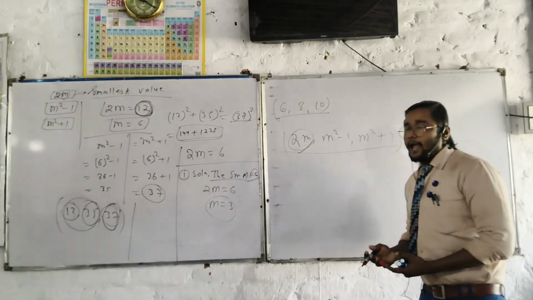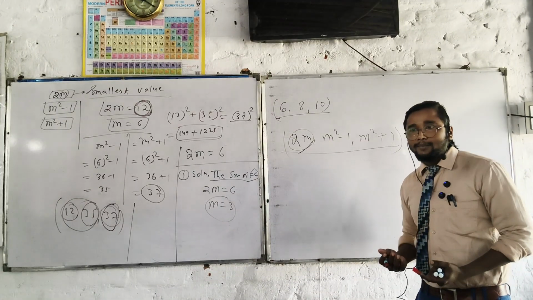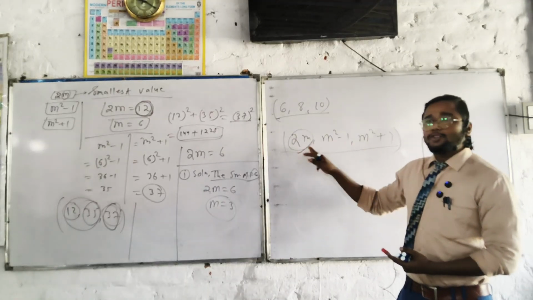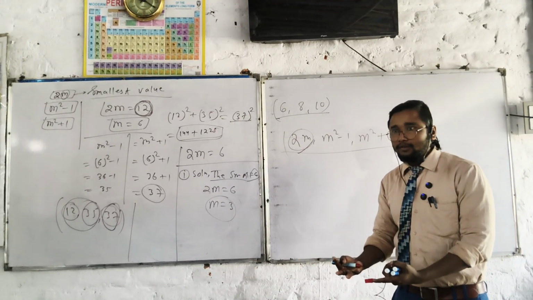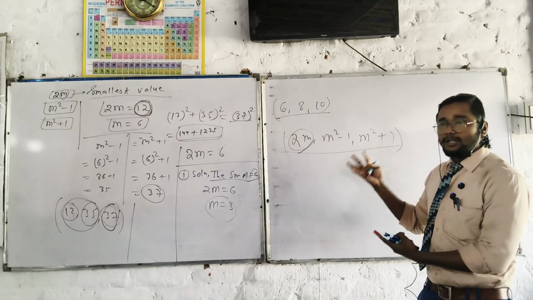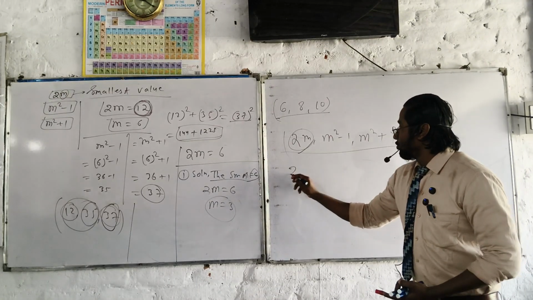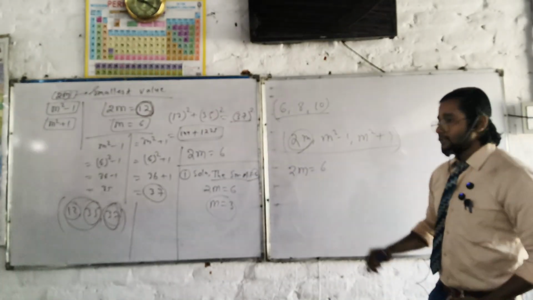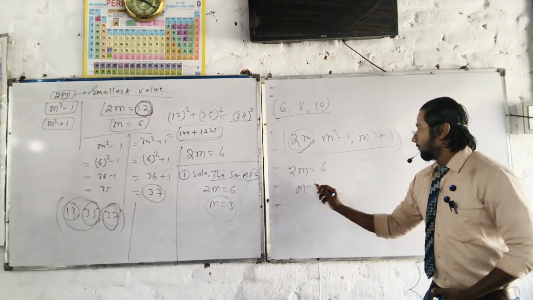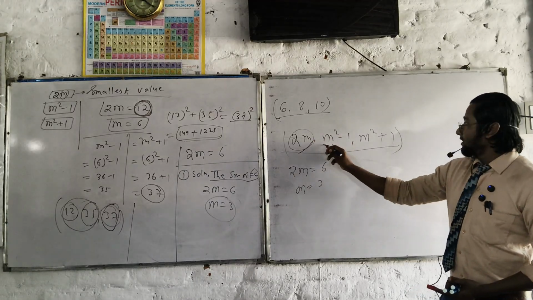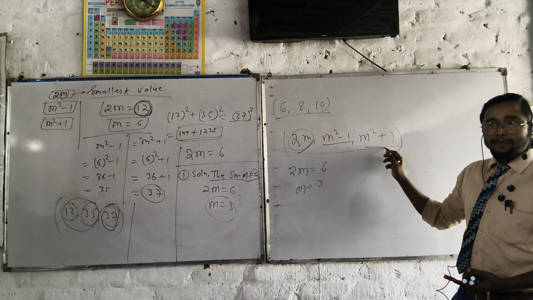So 2m, m square minus 1 and m square plus 1, right? So from all these three, 2m is the smallest value, right? Or the smallest member from the Pythagorean triplet. Can we say that? So I can say right now 2m equal to 6. So m equal to 3. Now we got the value of m. Now it is very easy to find out m square minus 1, m square plus 1.